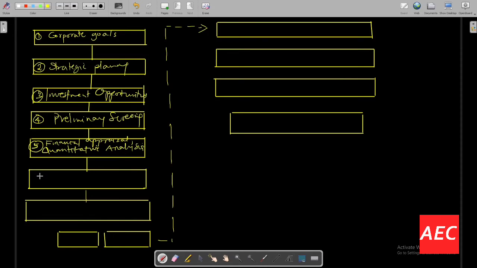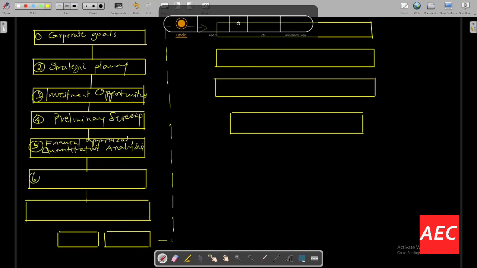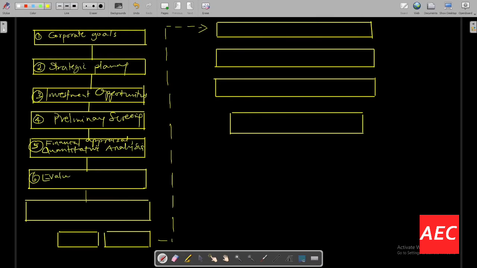The next one is evaluating the proposals, but this time we are using qualitative factors. While the previous one is looking at quantitative numbers, this one is looking at qualitative factors using judgments.